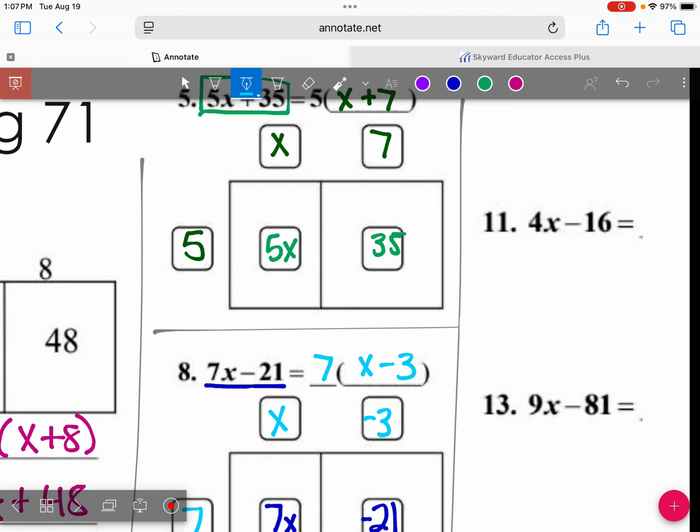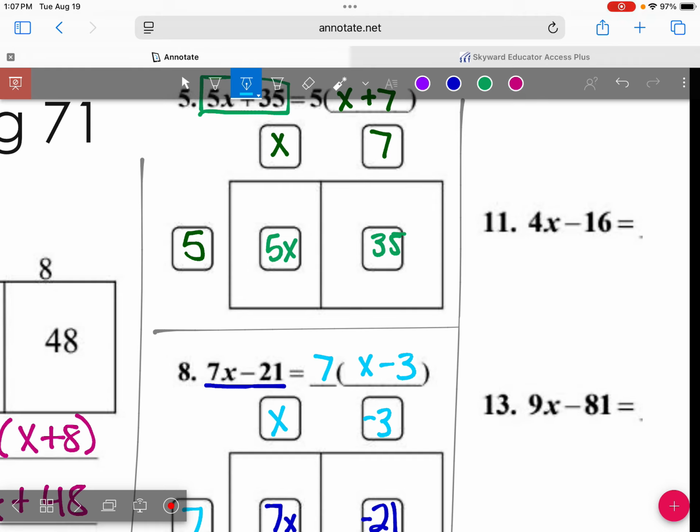If you are not sure if you've done it right, easy peasy test, redistribute it. If I take my 4 times my x, I get 4x. If I take 4 times minus 4, I get minus 16. It's exactly what we had. So if you're not confident in it, redistribute it and make sure that that gives us what we need.